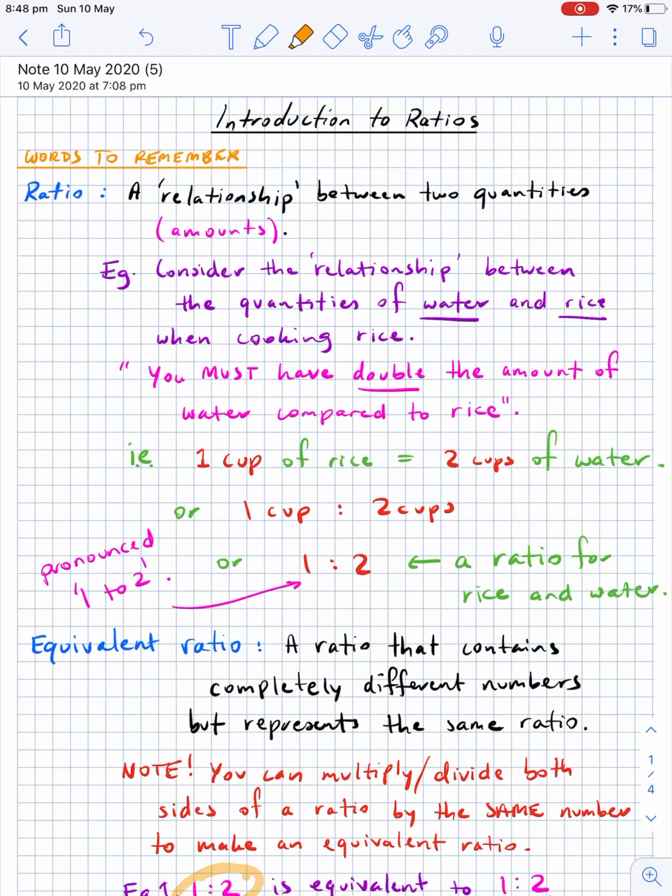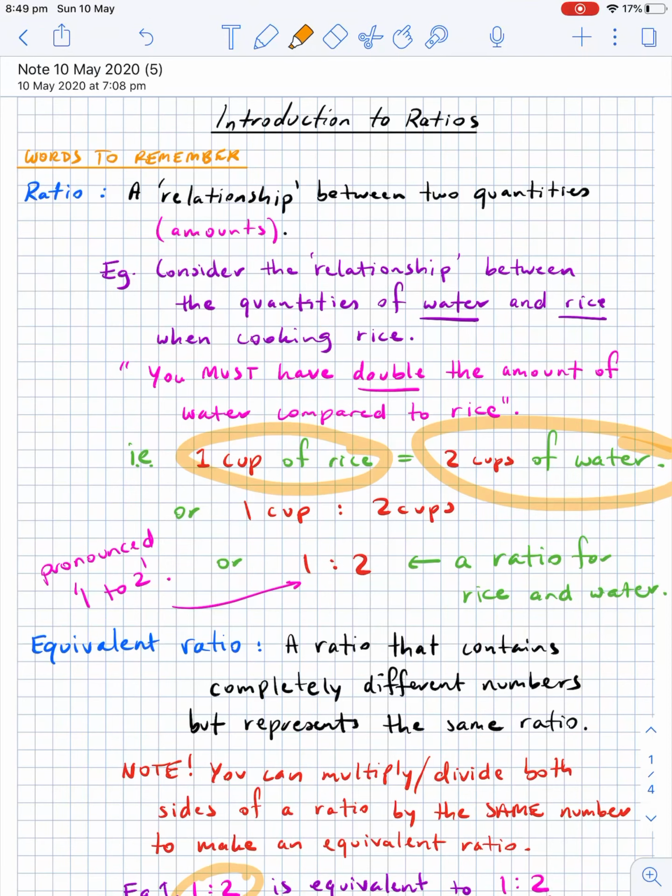Now there's a really important concept to understand, and we can simplify this sort of relationship into what we call a ratio. So, 1 cup of rice equals 2 cups of water, because you had to have double the amount of water compared to rice. If you've got 1 cup of rice, you've got to double it, so it becomes 2 cups. So we can simplify this.